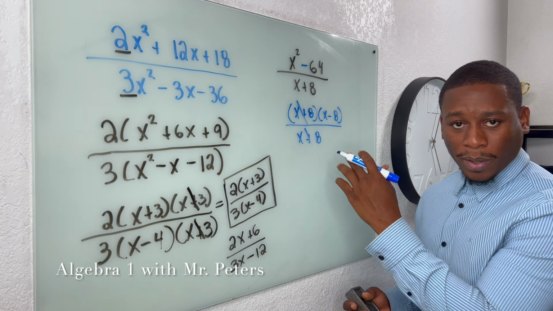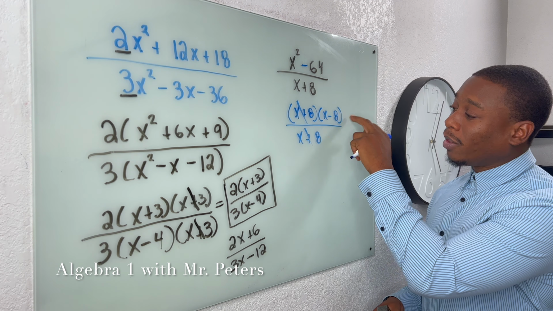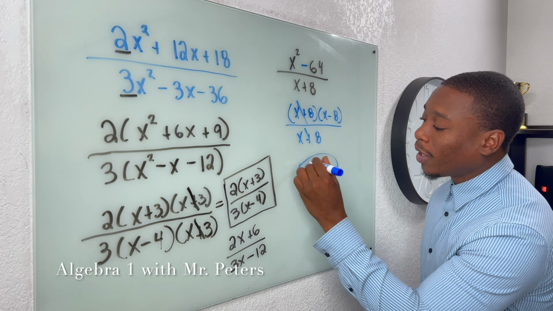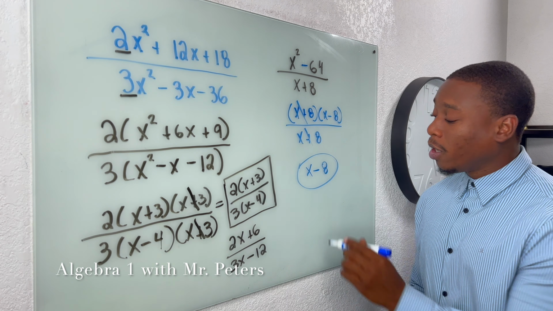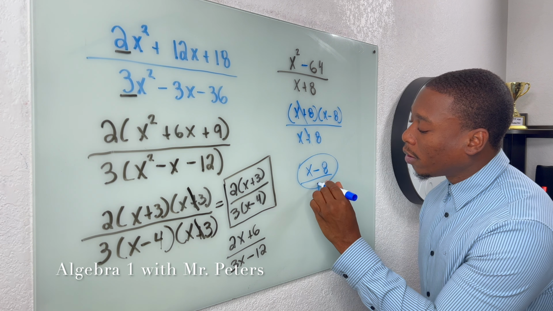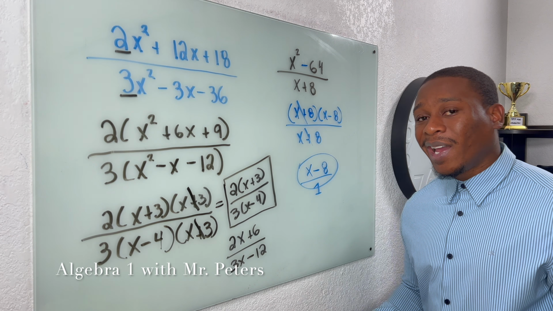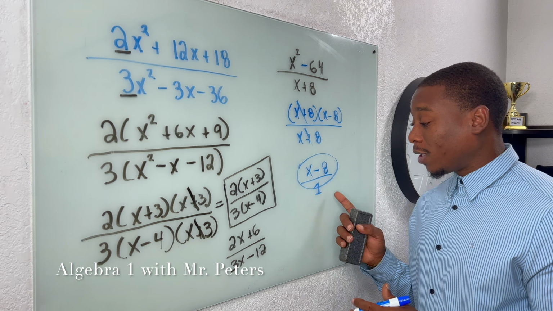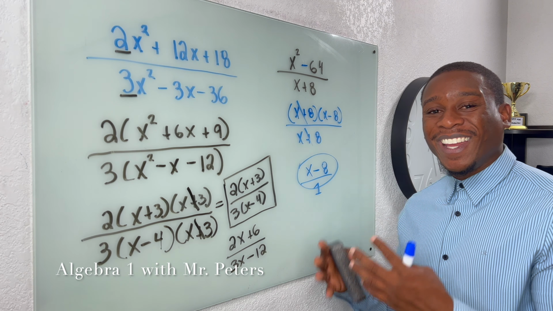Just make sure that you pay attention and remember that, hey, this x minus 8 was in the numerator, so we could leave it as x minus 8. If you have it over 1, that is okay, but 9 times out of 10, you're not going to see it expressed like this over 1 as a final answer.